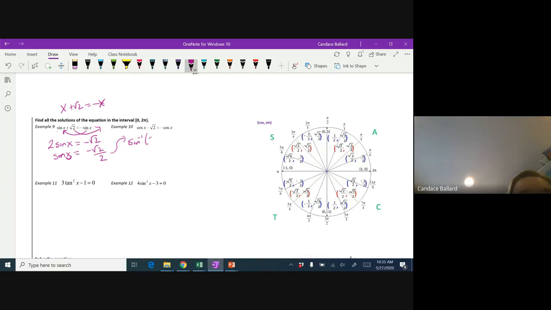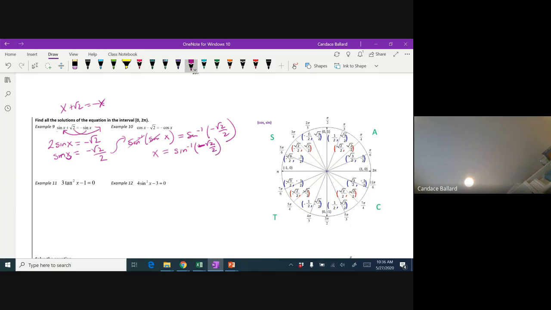Or I can do the arc sine of that instead. So I'm doing the sine inverse of negative square root of 2 over 2. Okay, so we know that these would cancel, and I just get x equals sine inverse of negative square root of 2 over 2. And what I am looking for is a radian measure.